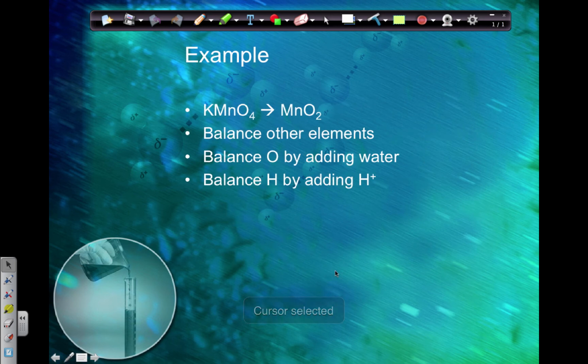All right, so let's look at this one. So first thing, balance your other elements first. So I've got K and then no K on this side, so I got to fix that. So I've got 1 K on this side, so I should have a potassium ion on this side as well. Manganese is balanced. Now I can look at the oxygens. I've got 4 on this side, 2 on this side, so I need 2 more on this side.